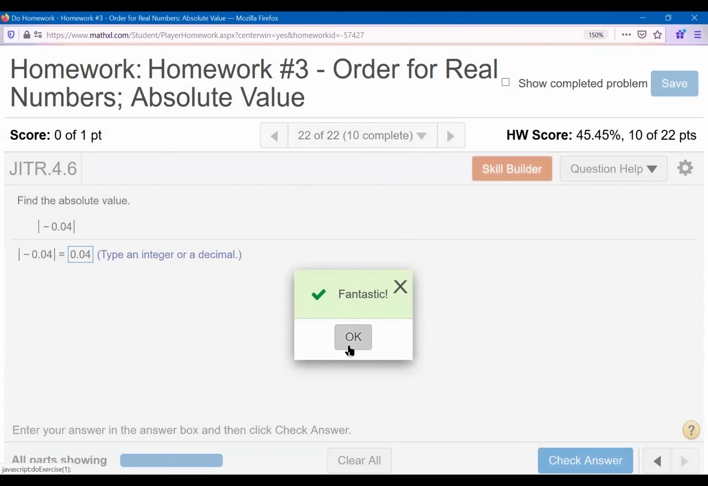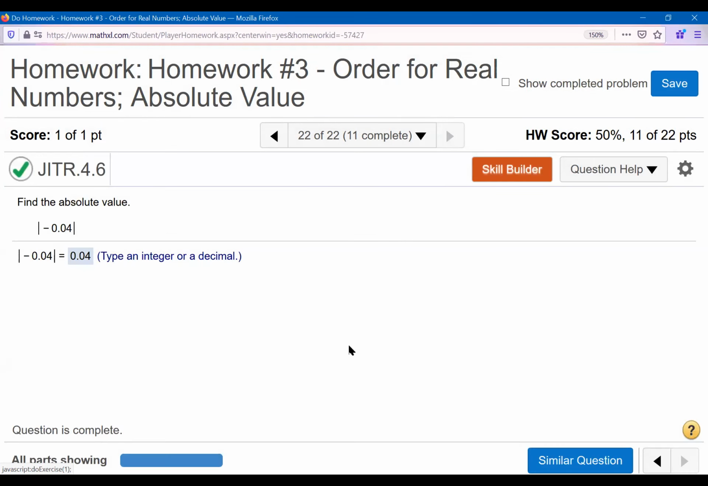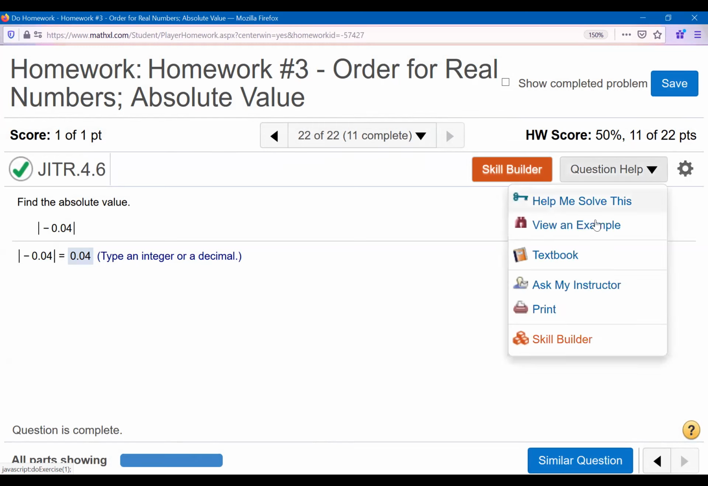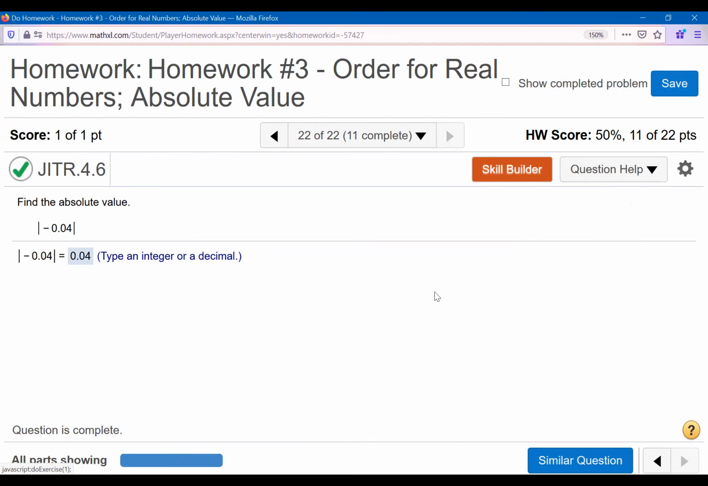So you've gotten a preview of homework number 3. As always, please ask if you have questions. Please use the question help. Use that Ask My Instructor feature. That'll send me an email and I will write back to you, sometimes with a video or even a picture, or whatever you might need for a hint.